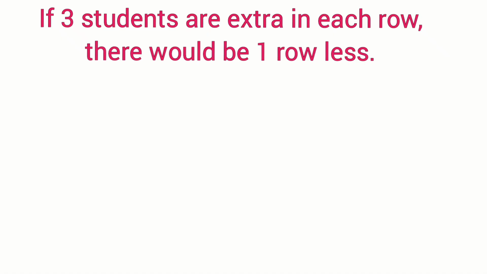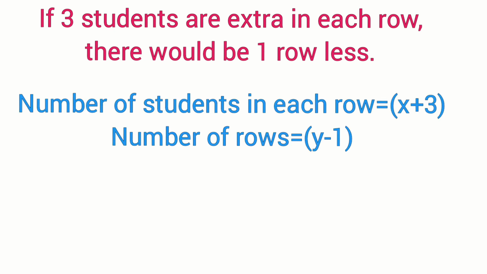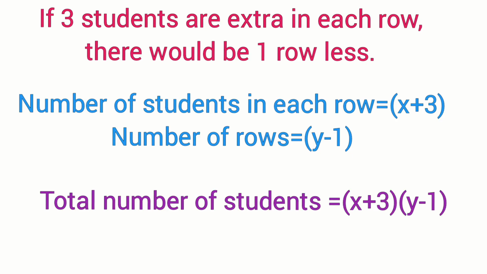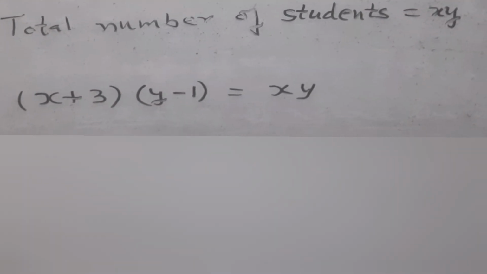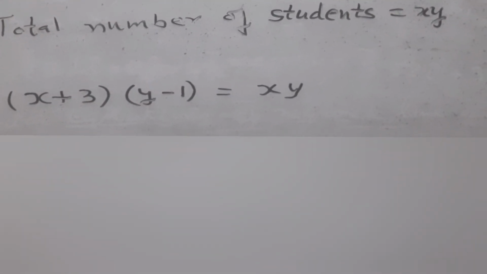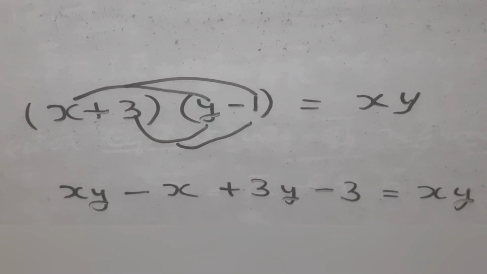3 students extra in each row means the number of students in each row is now X plus 3. 1 row less means the number of rows is now Y minus 1. To find the total number of students, we have to multiply X plus 3 into Y minus 1. We can equate this to X into Y, the total number of students we found out earlier. Use distribution law and rearrange to get a linear equation in X and Y.